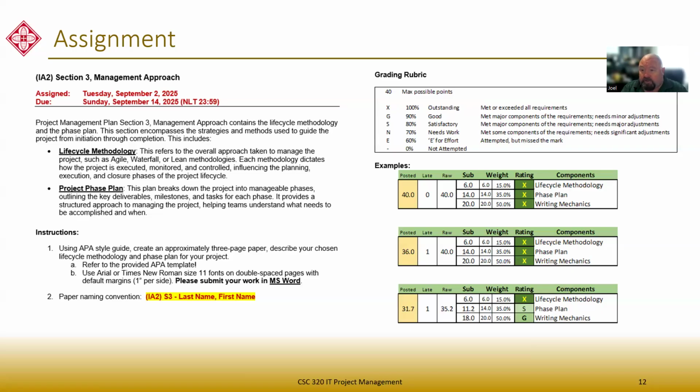Okay, how am I going to grade it? Well, I'm going to grade it right here. 40 points are possible. 50% of the paper will be based off of your writing skills. So this is where formal writing, active versus passive, no conversational, that kind of stuff, right? Is your grammar good? Is the paper structure good? I'm going to give 35% to your phase plan description and 15% to the life cycle methodology description. Okay. So here's a perfect paper. All X are outstanding. XXX, boosh, down here, points all added together, raw.